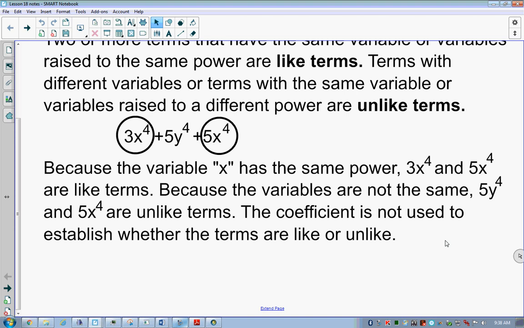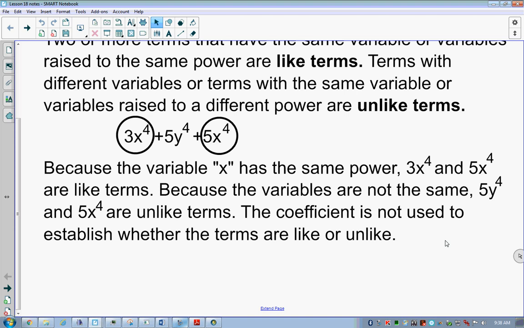Does this make sense? All right, these are rules for adding and subtracting. It's different if we're multiplying because we can multiply. We don't need like terms to multiply. Okay? The coefficient is not used to establish whether terms are like or unlike.